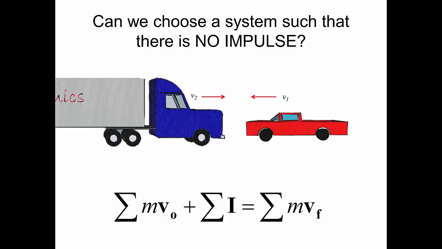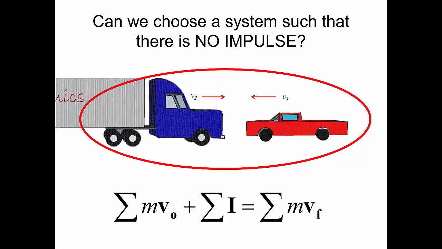Can we choose a system so that there's no net impulse? What if I've got two vehicles here, a semi-truck and a pickup truck, that are traveling towards each other and are going to run into each other, and they're not putting on their brakes at all, they're just rolling? Can I choose a system so that there's no net impulse? Well, if I select both vehicles as they collide, then I have a system with no impulse. The forces between the trucks are equal and opposite and are applied for the same amount of time, which means that the impulses negate each other or cancel each other out. So we have a system with no net impulse, and we have conservation of momentum.